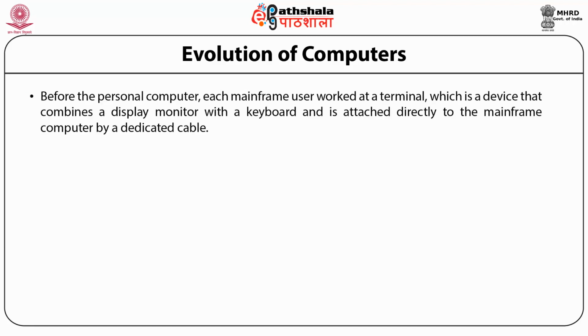Before personal computers, each mainframe user worked at a terminal, which is a device that combines a display monitor with a keyboard and is attached directly to the mainframe computer by a detachable cable. The terminal terminates the connection line and allows the user to send a large block of data, the content of the entire display screen actually, to the mainframe computer for processing. And the results are displayed on the terminal's monitor.